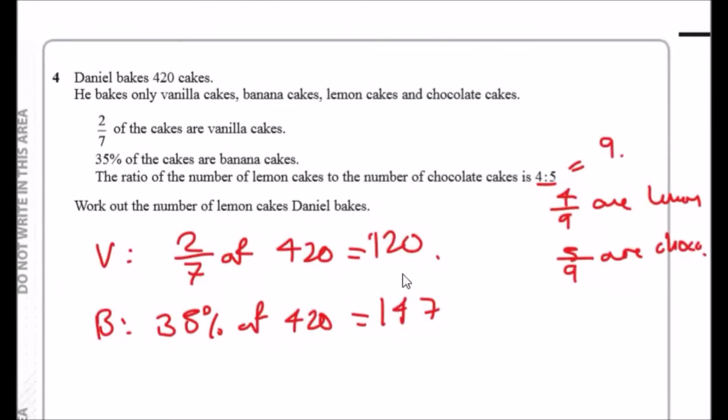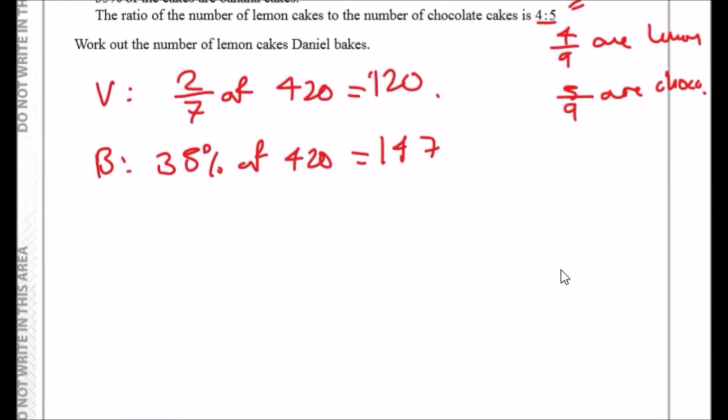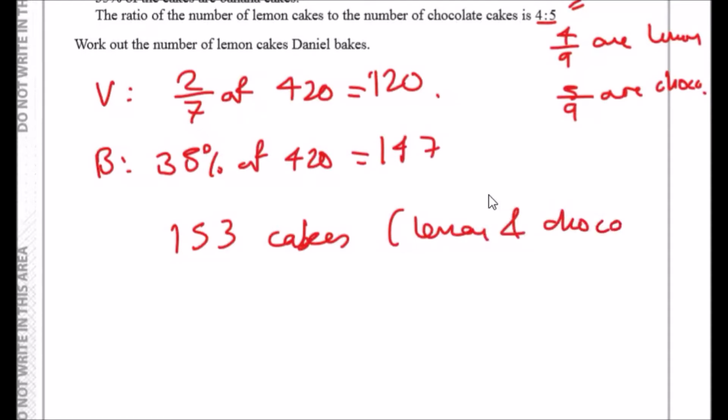So let's have a look. How many cakes do we have so far if we eliminate these two, yeah? So we got 420 minus 120 minus 147. What do we get? So 420 minus the 2 values. This means so far these 2 cakes account for exactly 153 cakes. So these are for both lemon and chocolate now, yeah? That's the remaining cakes. So we want to find 4/9 of 153.